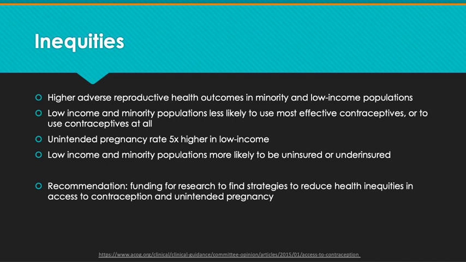Health inequities are a huge issue in medicine in general, and reproductive health and contraception access are not exceptions. Minority and low-income patients have higher rates of adverse reproductive health outcomes, are less likely to be using effective or any contraception, and have a 5 times higher unintended pregnancy rate, probably as a result of being more likely to be uninsured or underinsured, as well as due to underlying provider biases. The ACOG recommendation at the time was to increase funding for research to identify strategies to reduce these health inequities in contraception access. This research into health inequities is absolutely needed in the field of reproductive health, as well as pretty much every other area of medicine as well.